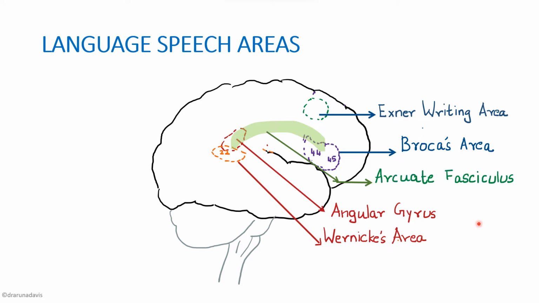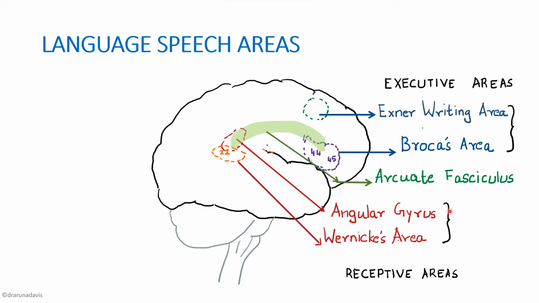Okay. So in this, the angular gyrus and the Wernicke's area are called the receptive areas because when we say something, we hear it and we have to comprehend it. So this comprehension occurs in the Wernicke's area. Similarly, when you show a written language, that comprehension occurs in the angular gyrus. Okay, so these are called the receptive areas. And Broca's area and Exner's writing area are called the executive areas because when we have to express ideas, we can express them either through speech or through writing. So these are the executive areas. Okay. So now we'll move on to the types of aphasia.